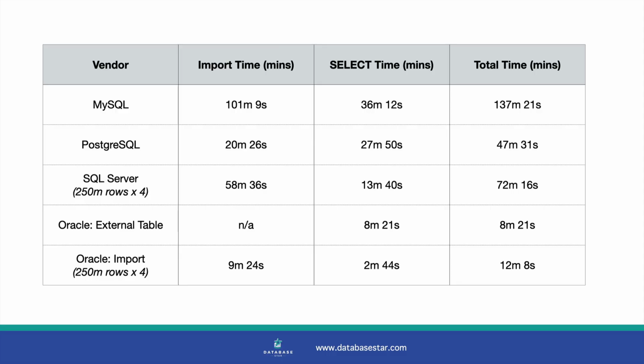Here is how the create table as select method compares to the plain Oracle table and the other vendors. We can see it took about 12 minutes overall. It's a little slower than querying the CSV file directly, but significantly faster than the other vendors.